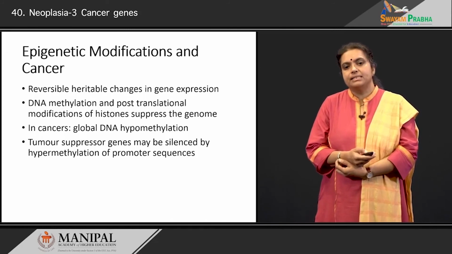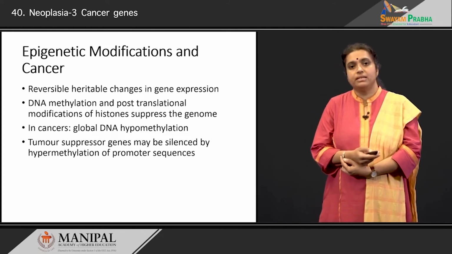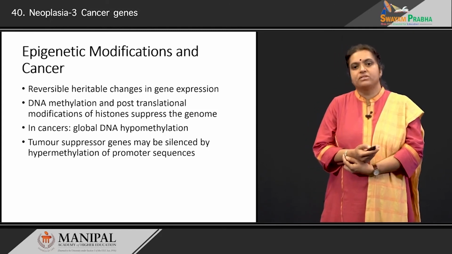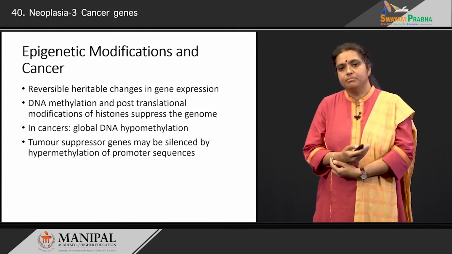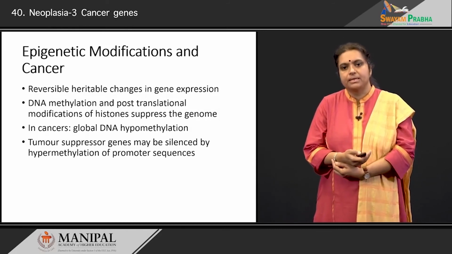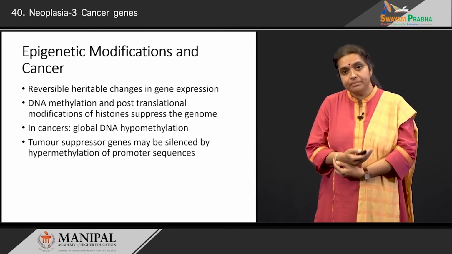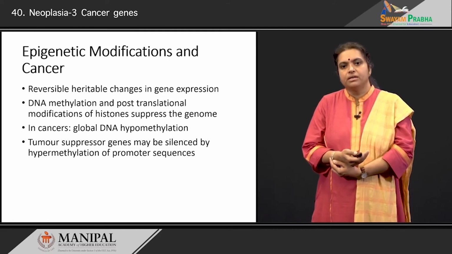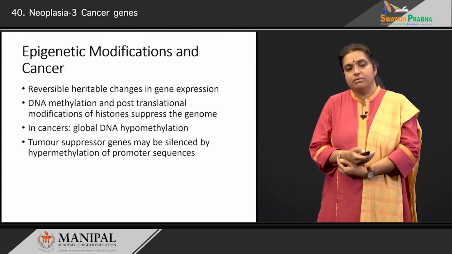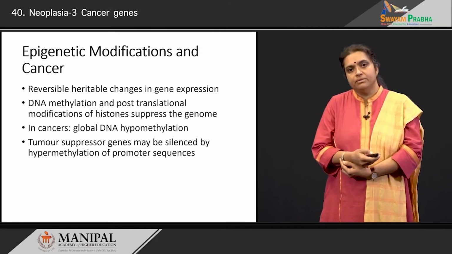Now, in cancers, we generally see that there is a global DNA hypomethylation. So, there is less methylation of these regions in cancer cells. That means, because there is less methylation, there is overactivity of these regions. Now, tumor suppressor genes again may be silenced by hypermethylation. So, the extra methylation could cause the suppression of tumor suppressor genes. Then you have the loss of tumor suppressor gene again leading to cancer formation.